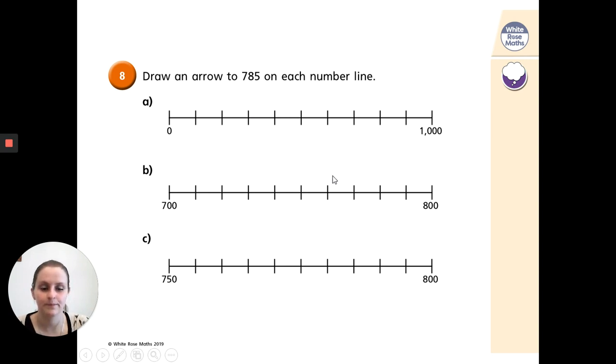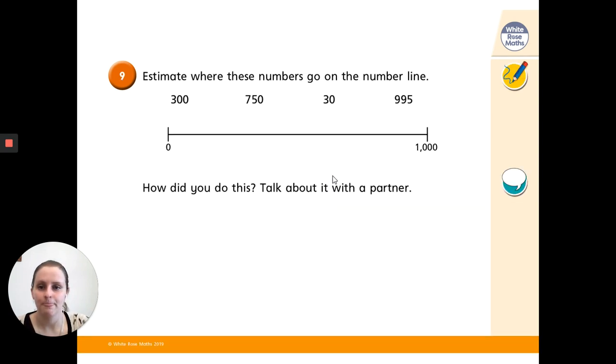Okay. Right then. Estimate where these numbers go on the number line. So we've got 0 to 1,000 again. Now again, it says talk to a partner here. So you might want to talk to someone at home.